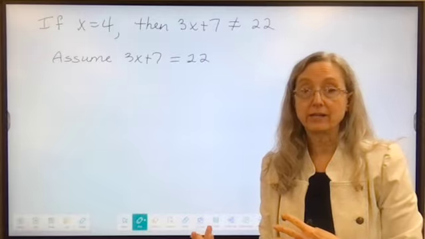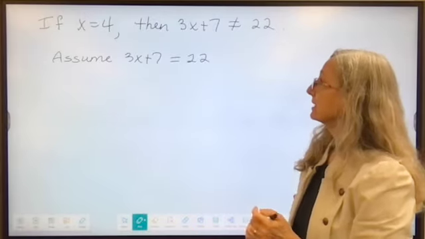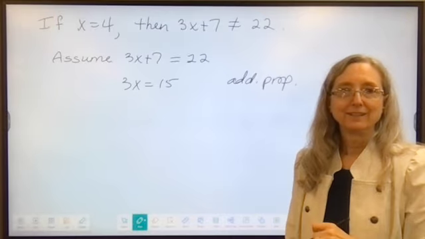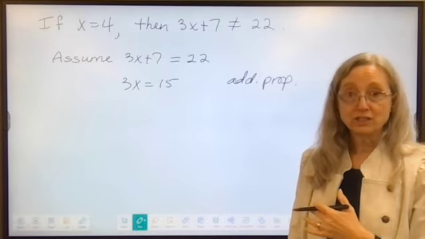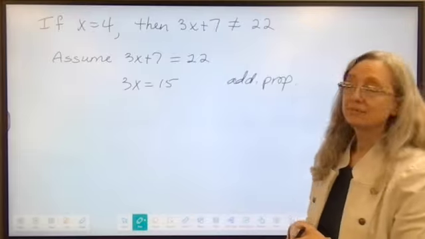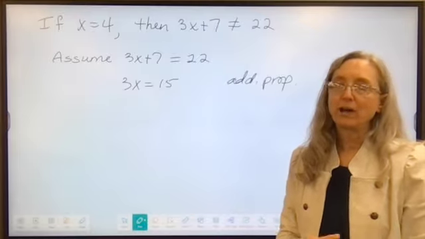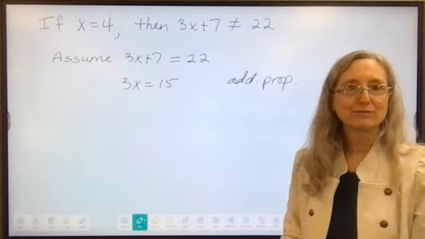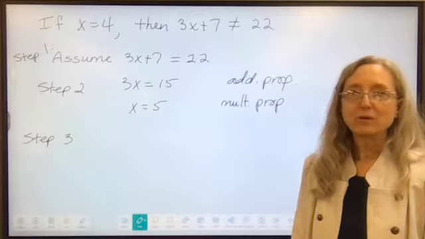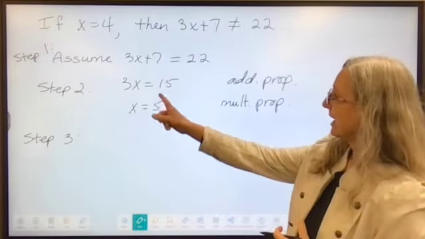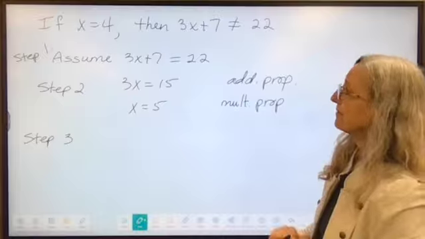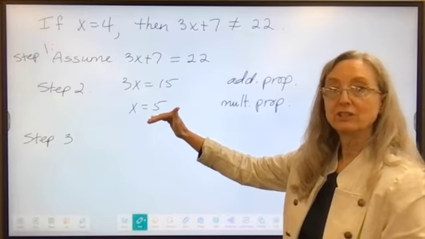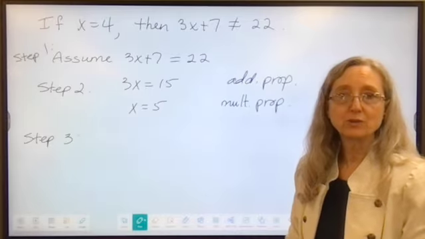And now I'm going to walk through that algebraically. If that's the case, then 3x would equal 15. I got to that through the addition property. I added -7 to both sides. Now I'm going to multiply both sides by 1/3 and find that x equals 5. Okay, so I walked through that and I got x equals 5. Step 1 was the assumption. Step 2 was to logically go through that until you reach a contradiction.